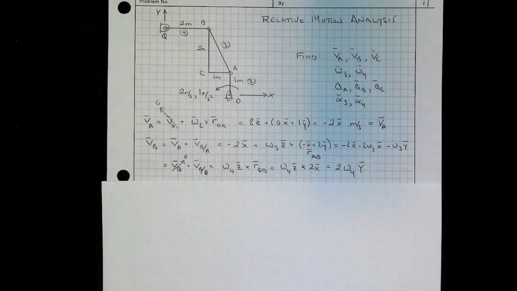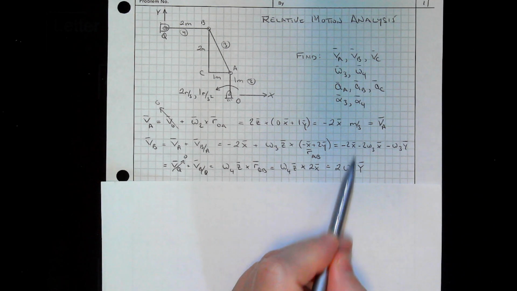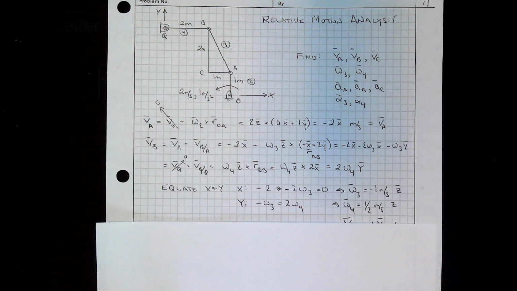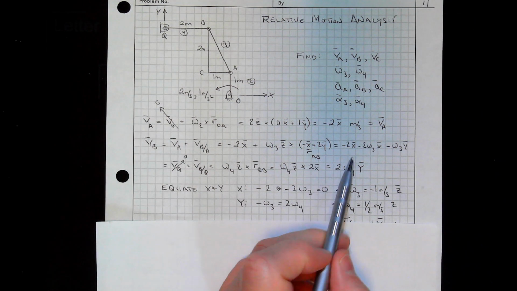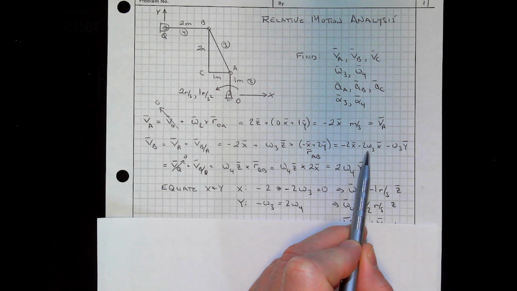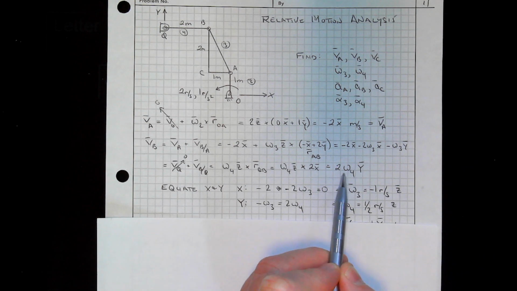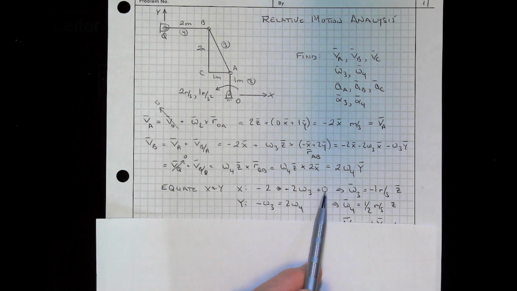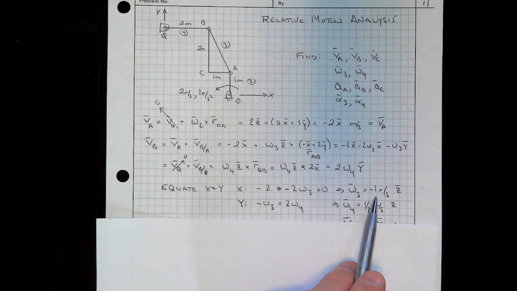So that makes sense. Well, given these two equations, I can equate them in the x and the y. So that's the next step. If I equate the x's, I have minus 2 and a minus 2 omega 3 must equal, this has a 0x component. So minus 2 omega 3 equals 0. Bam, solve for omega 3. And we got it negative, so it's going clockwise.